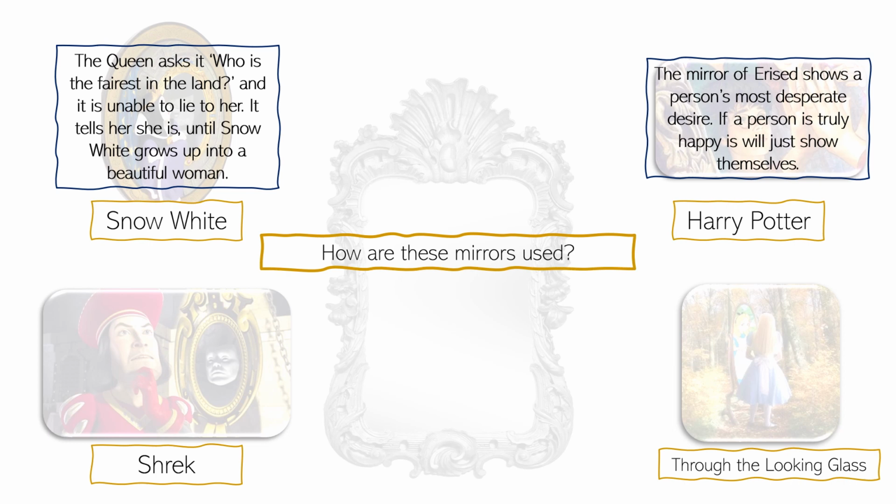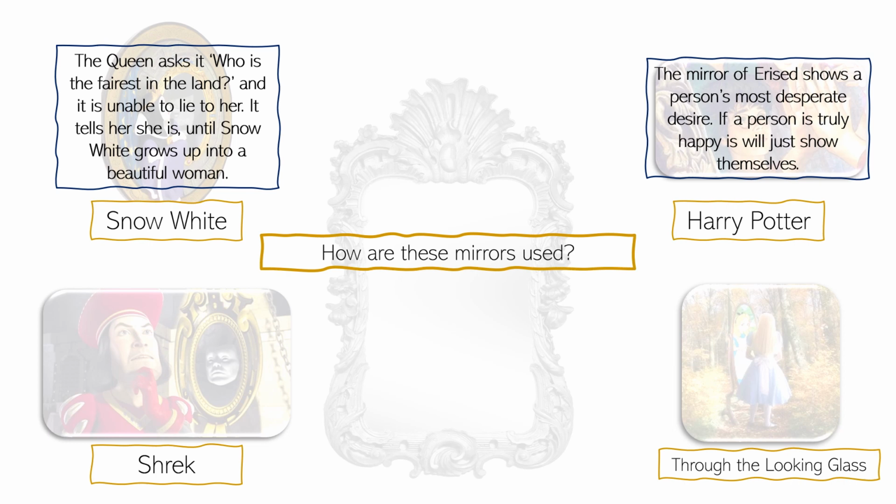But if the person who looked in the mirror is really truly happy and doesn't actually want anything more, it'll just show themselves. So when Harry Potter looks in the mirror, the one thing that he really truly wants to see are his parents, who he lost. So it shows him his parents. It's quite sad.